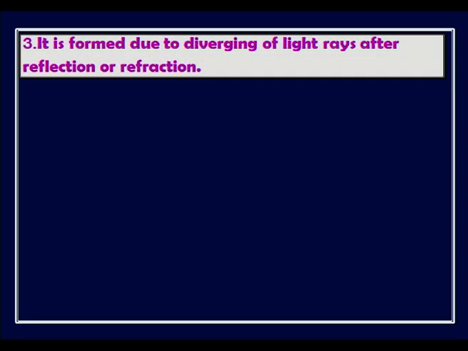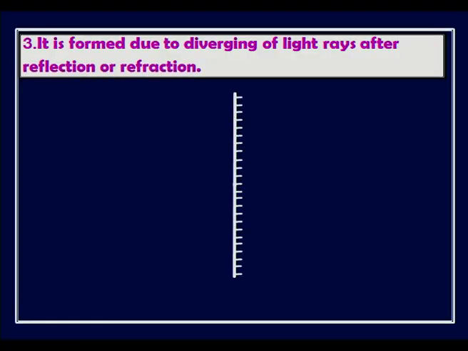A virtual image is formed due to diverging of light rays after reflection or refraction. A real image is formed by converging light rays. When 2 or more light rays meet at one point, we call them converging light rays. If 2 or more light rays split from one point, then we call them diverging light rays. A virtual image is formed by diverging light rays.